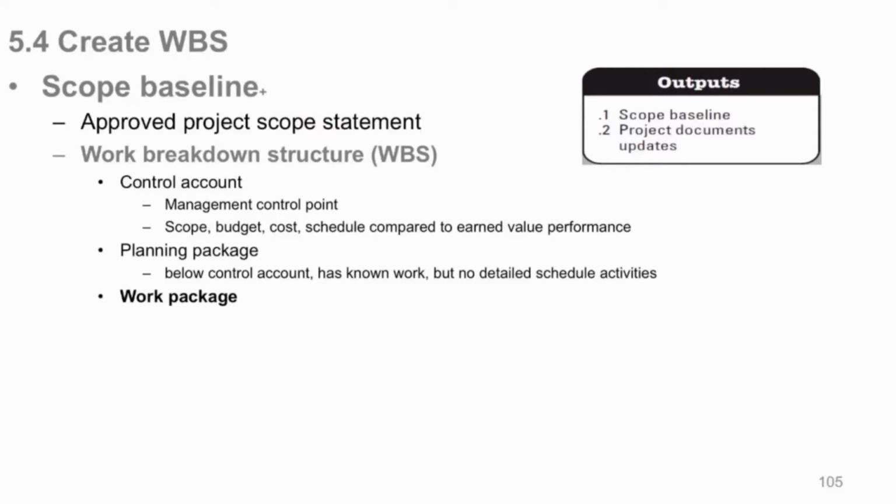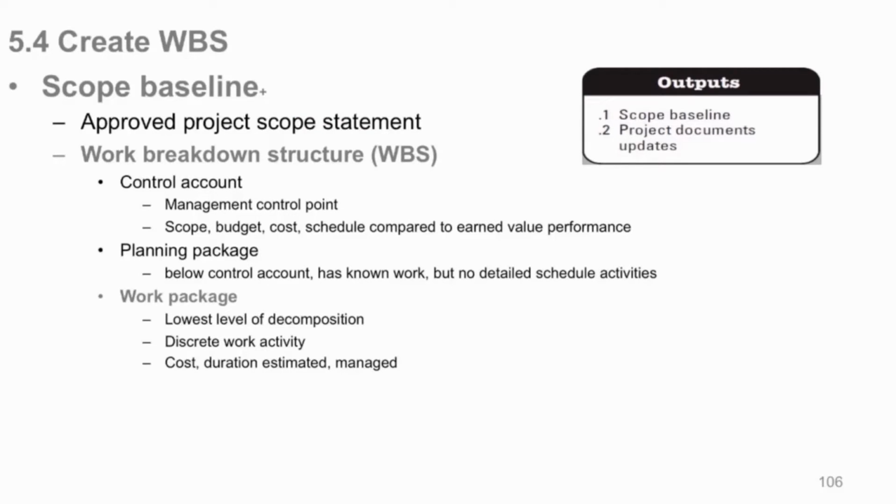And then you have your work package that we talked about. The lowest level of decomposition is the actual discrete work activity you're going to do, and it has, of course, cost and duration in it, and you manage to that. And it all rolls up into your work package or your control accounts.